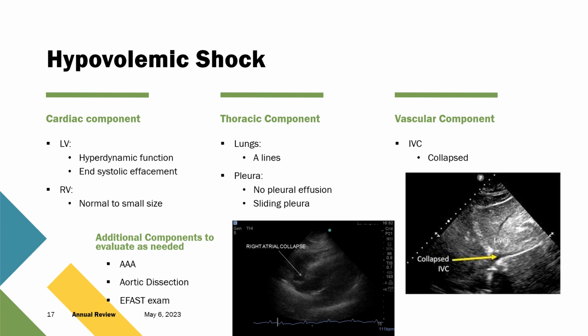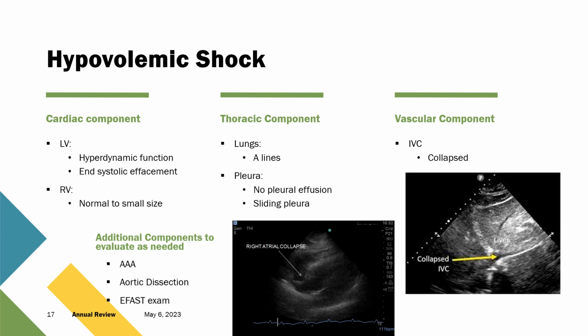So here you're looking at the lungs and you're evaluating for A lines, and the lack of any effusions that could be causing any other issues. You're looking at the lung to make sure they're aerated and not filled with blood or fluid. A lines are going to tell you that would be a negative exam. The pleura, you're going to evaluate for those, the parietal and the visceral pleura sliding against one another. That's going to demonstrate that there is no pleural effusion.